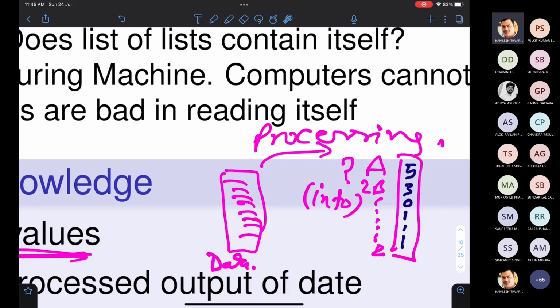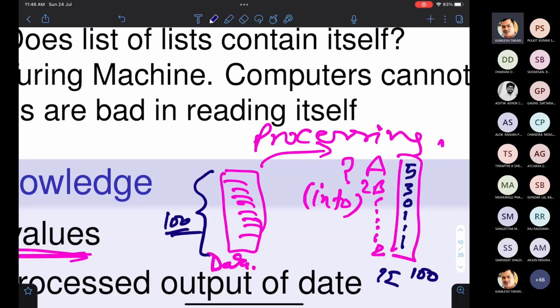Now I'm telling something else. Please focus on this. If I store this thing in a table, and I ask another question, what is the summation of this particular list? Maybe 100. What does this 100 correspond to? That 100 number of names are there. This corresponds to this thing.